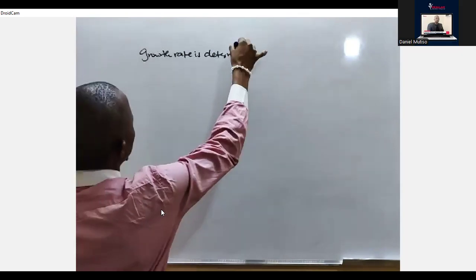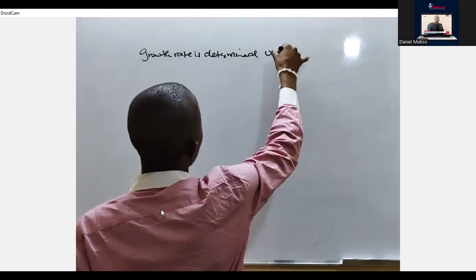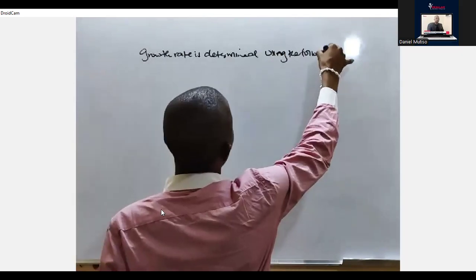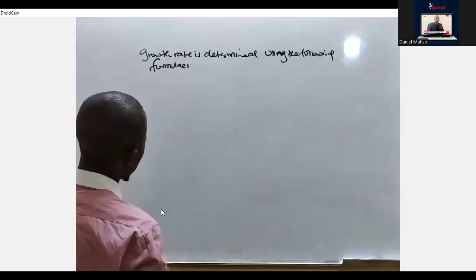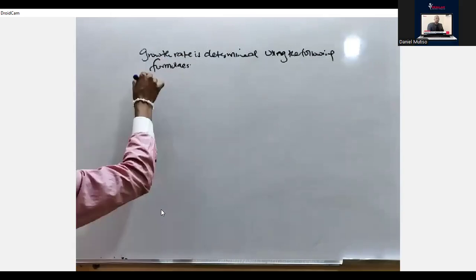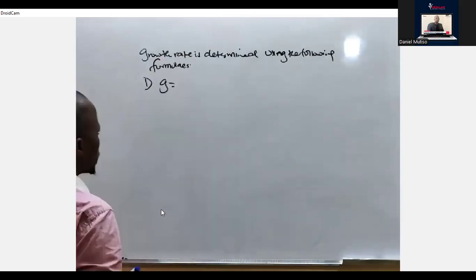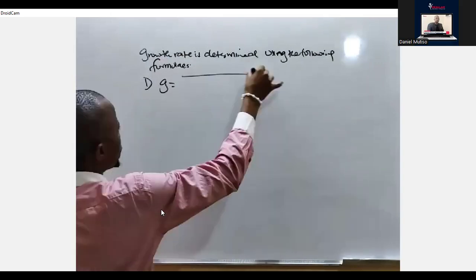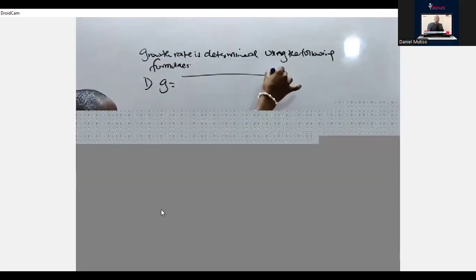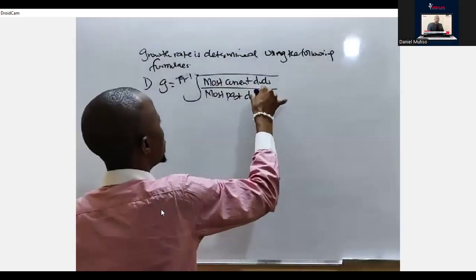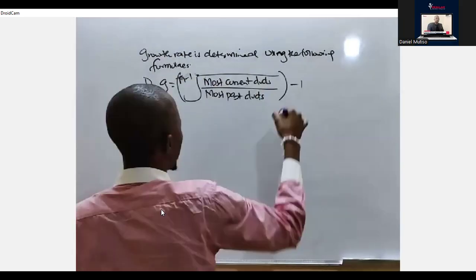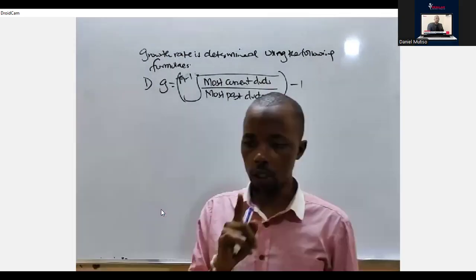The growth rate is basically determined using the following formulas. Formula number one, once we want to get the growth rate, we normally take the root of, and outside your root here, we are going to have n minus 1. We take the most current dividends, divide by the most past dividends, and subtract 1. That is one of the formulas, right?